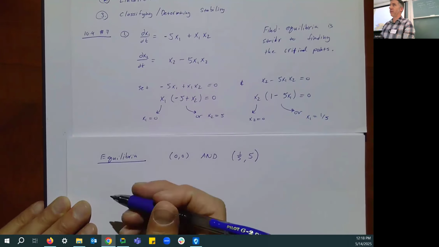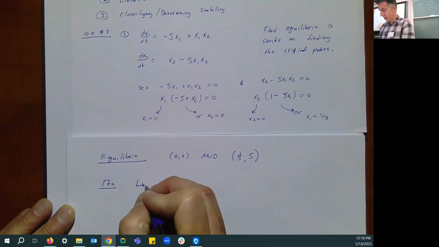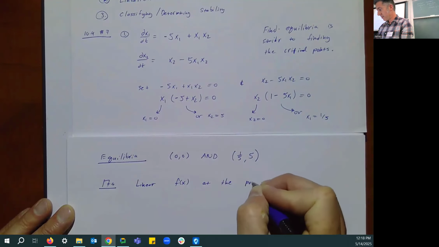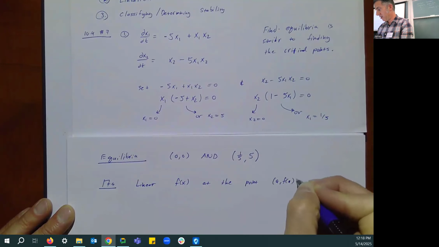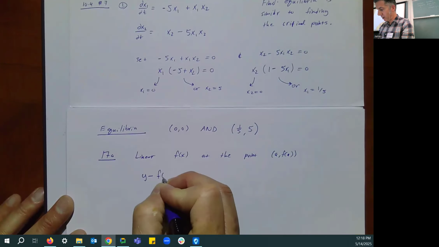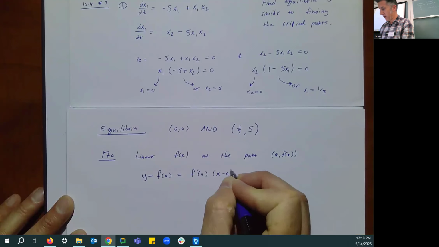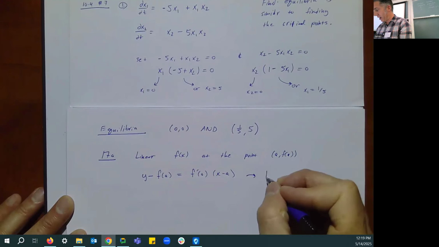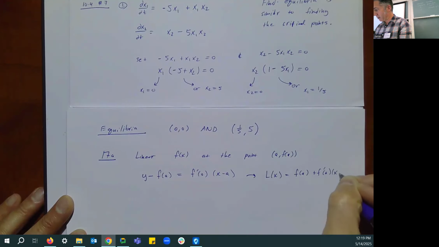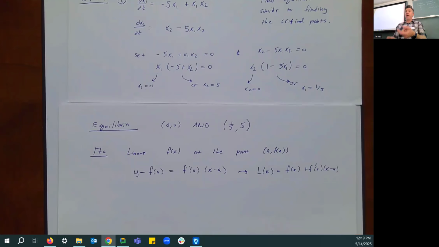So way back in 17a, if we wanted to linearize f of x at the point a comma f of a, we would find the equation of the tangent line, which would have been y minus the y coordinate equal to your slope times x minus the x coordinate. And then we would solve for y and write it as L of x instead of y, equal to f of a plus f prime of a times x minus a. And what mattered here was we were linearizing it at the point a comma f of a.